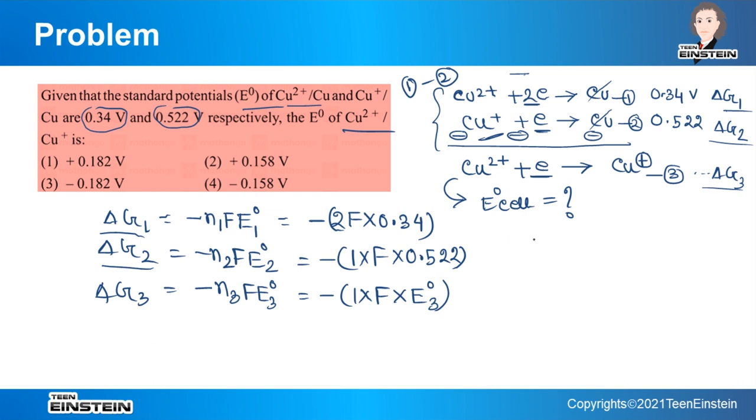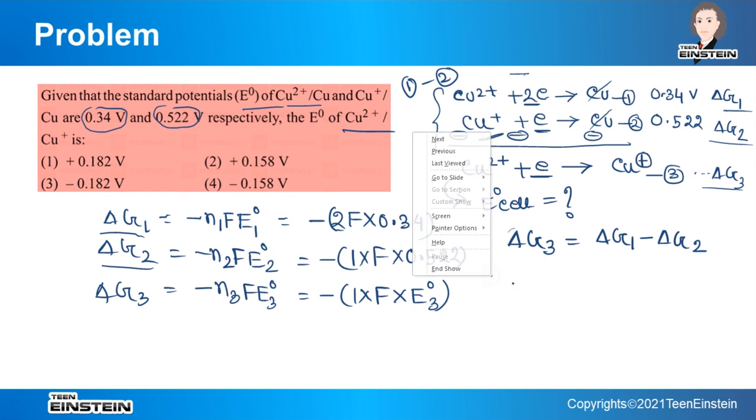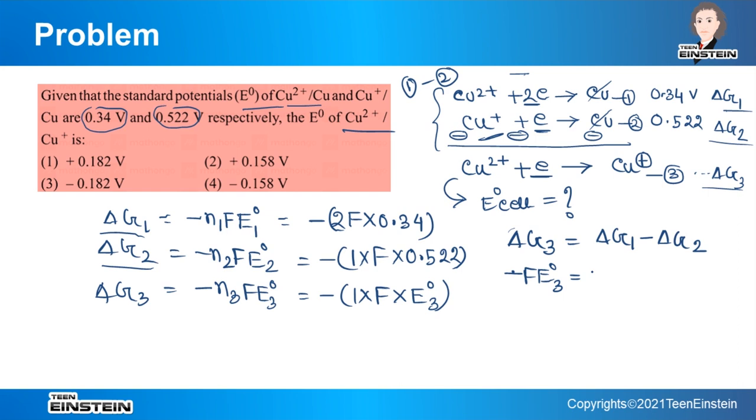will be related to each other, that is, they are related to del G3 by this equation. So del G3 will be equal to del G1 minus del G2, because we have subtracted 2 from 1, then only we have obtained 3. So now here we will write minus F E03. Actually F will be cancelled, and this is minus 2F 0.34, then minus another minus F into 0.522.